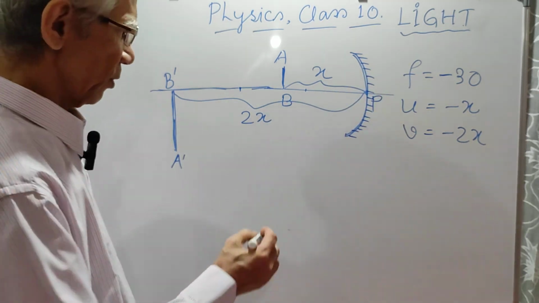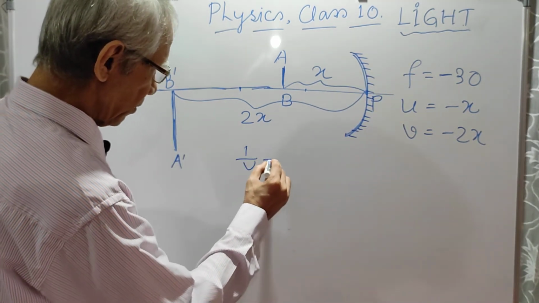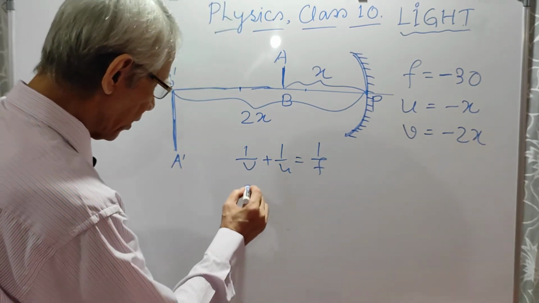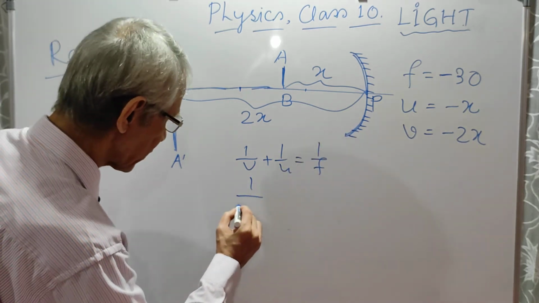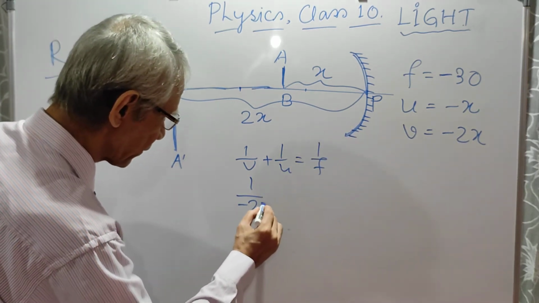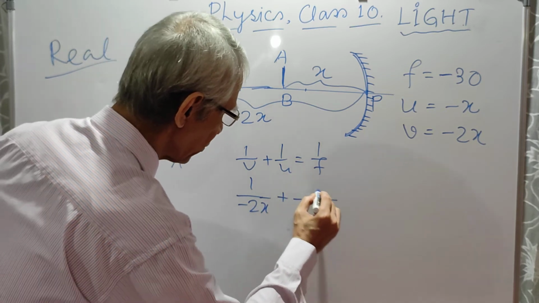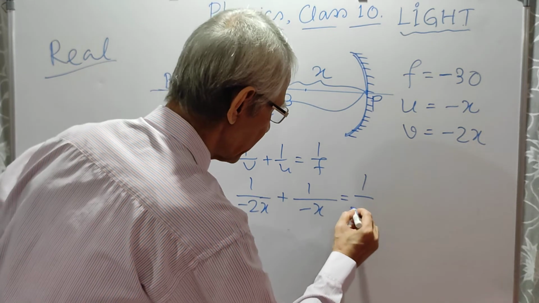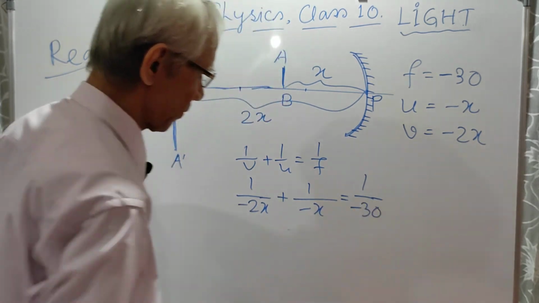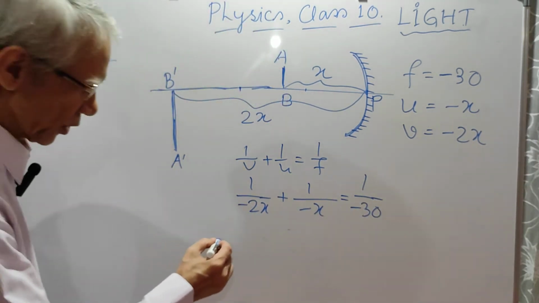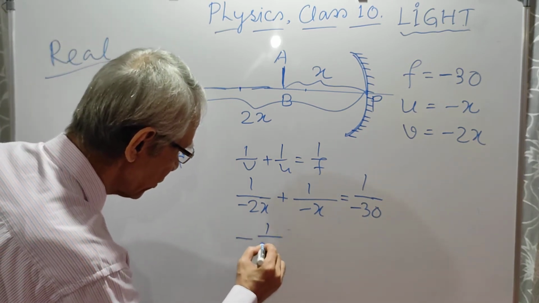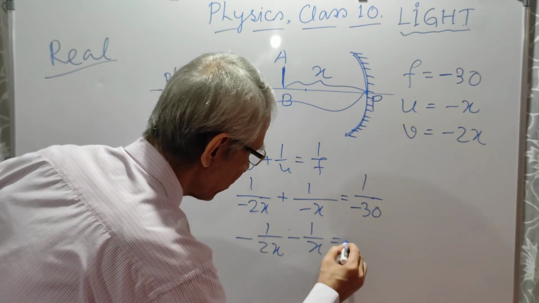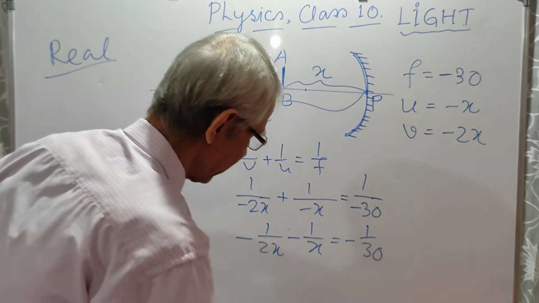Now let us use the mirror formula. 1 by v plus 1 by u equal to 1 by f. All right. Now 1 by v. So what is v? V is minus 2x, plus 1 by u is minus x, equal to 1 by minus 30. All right. So next line will be minus 1 by 2x minus 1 by x equals minus 1 by 30.